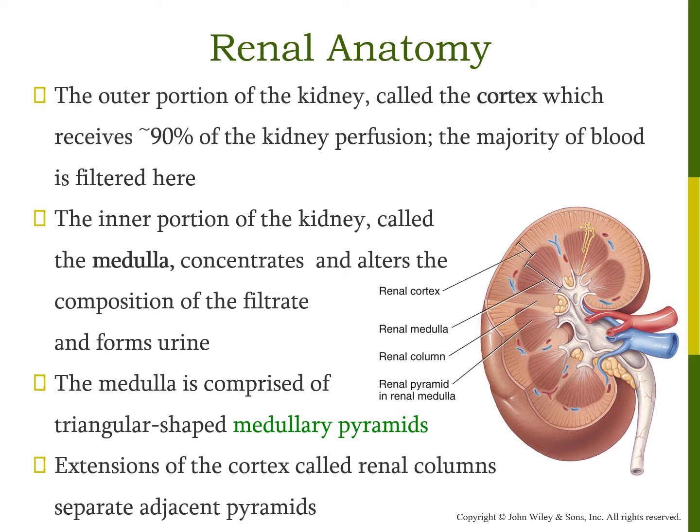The medulla is composed of triangular-shaped repeating units called medullary pyramids. The base of the pyramids faces the outer cortex, while the apex or tips of the pyramids, which are called the renal papilla, point toward the renal hilum. Note that portions of the renal cortex extend between the renal pyramids and are called renal columns.